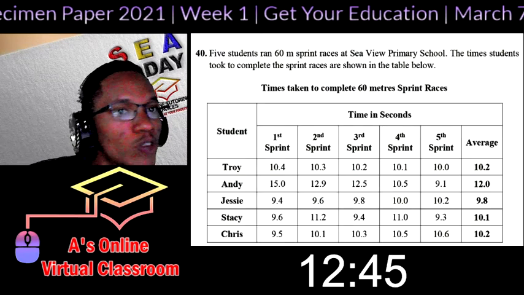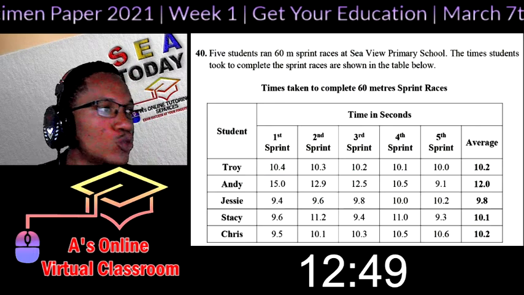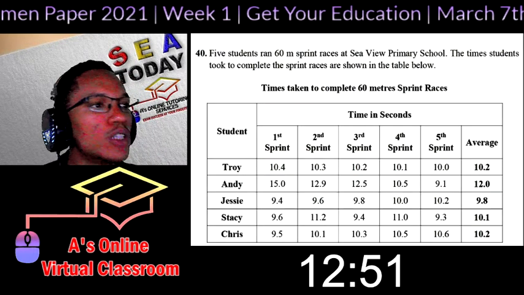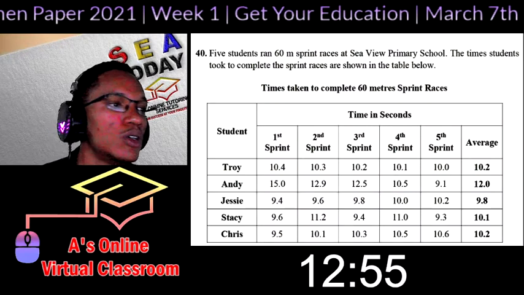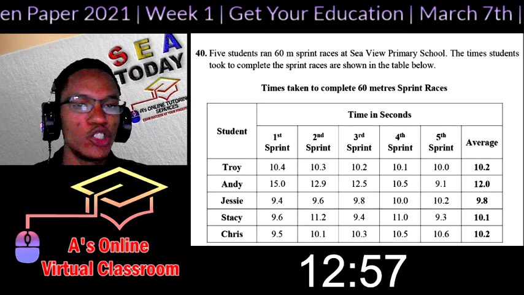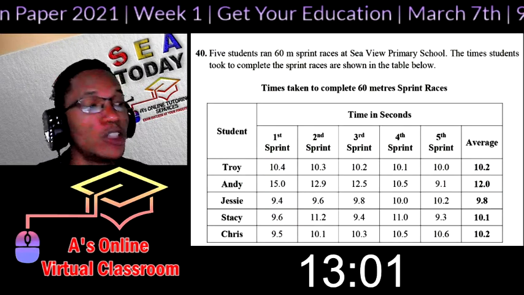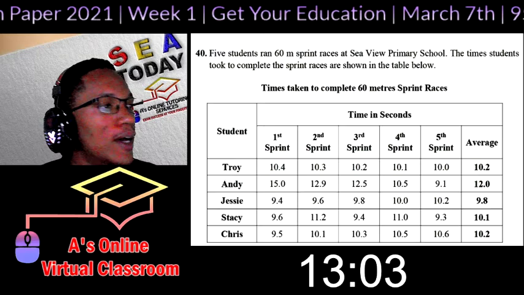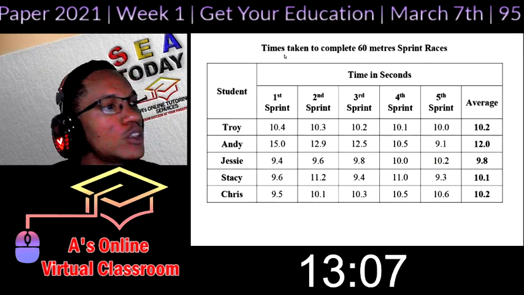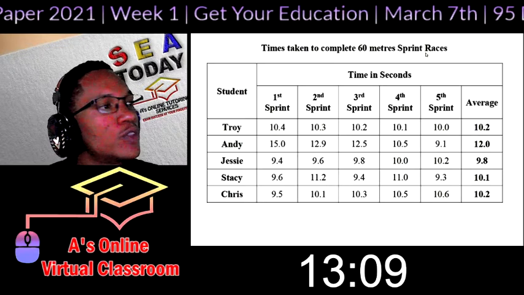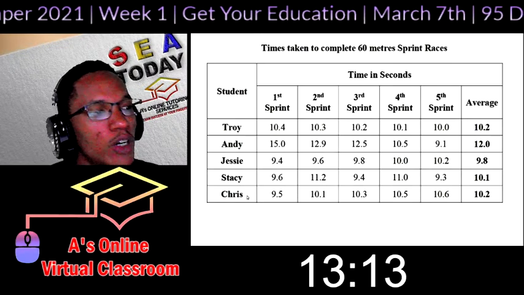5 students ran 60-meter sprint races at Seaview Primary School. The times students took to complete the sprint races are shown in the table below. So sprint races just means a race. You're running a race, a sprint, very fast, or try to run it fast. And this is a school event, and they took the times for the races for 5 students. 1, 2, 3, 4, 5.